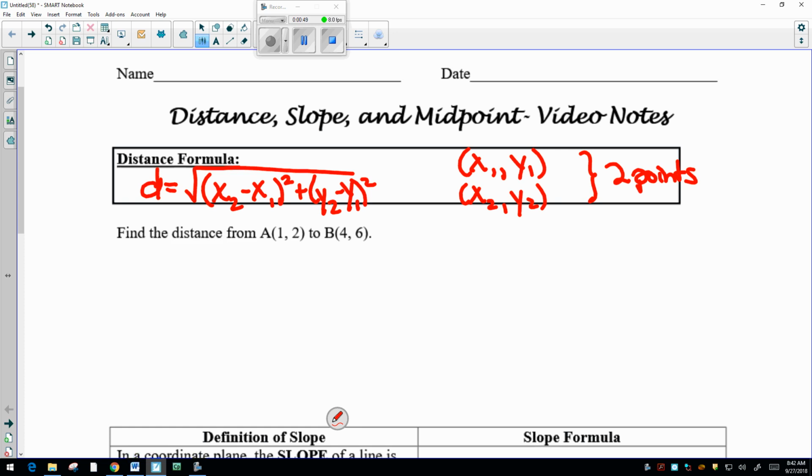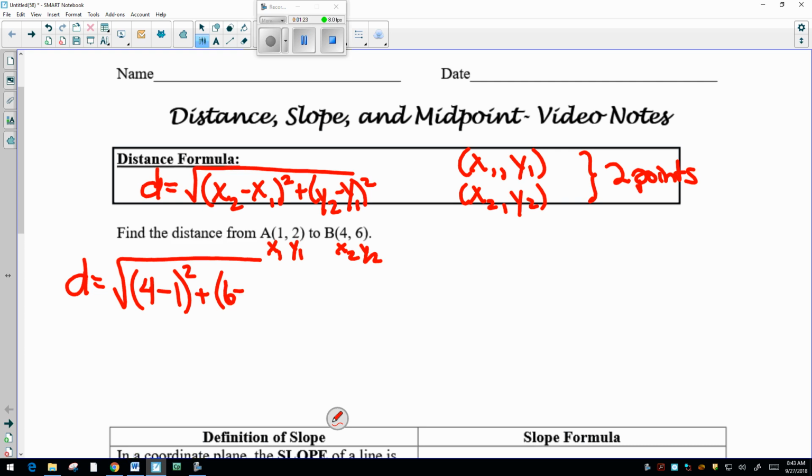So for this example here, we have finding the distance from A to B. My suggestion would be start off by labeling your coordinates x1, y1, x2, y2 until you get really used to this formula. That way, when you go to plug it in, it'll be a little bit easier to keep track of the coordinates. So we first start off with our x2, which is 4, minus x1, which is 1. Close the parentheses and square it. To that we add y2, which is 6, minus y1, which is 2. Close parentheses and square.